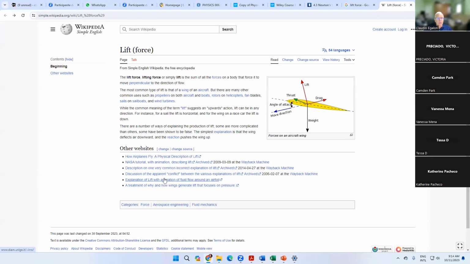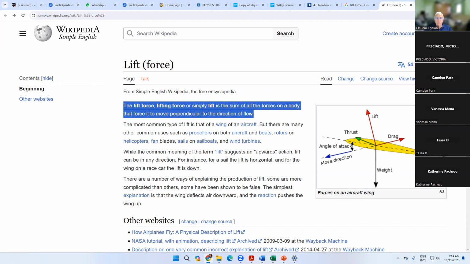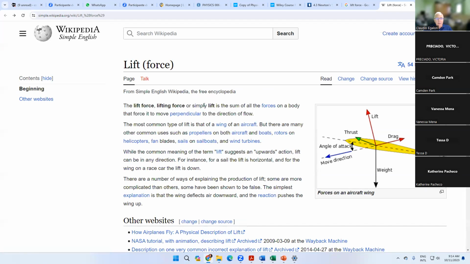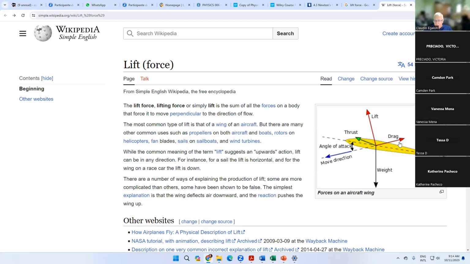Okay, lift. So Wikipedia has an article on lift. It says it is the sum of all forces. This actually is not well written. It's not the sum of all forces. You have just this one force that is the lift. Yeah, I don't like the way that he wrote that. There is a specific force called the lift.